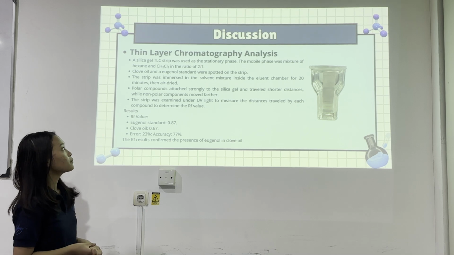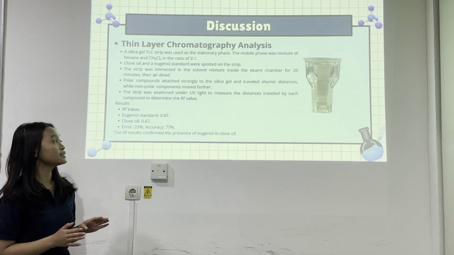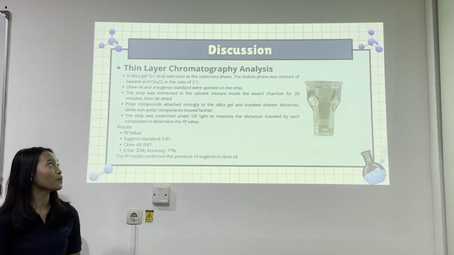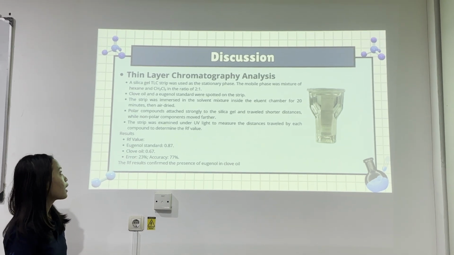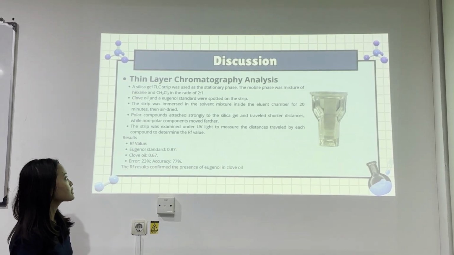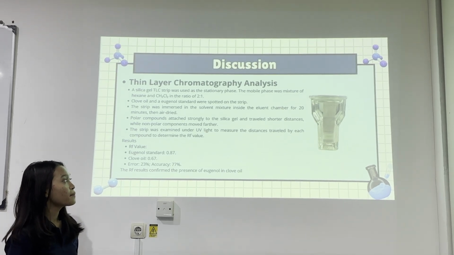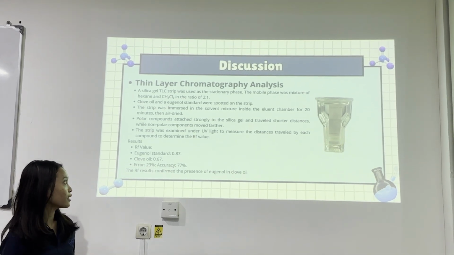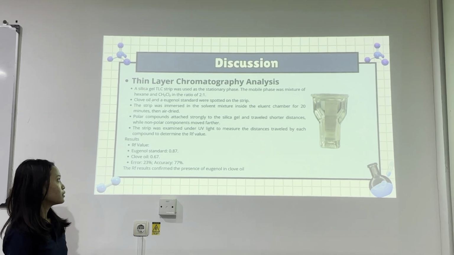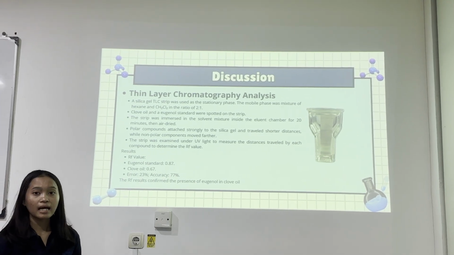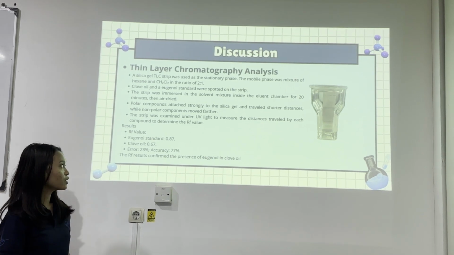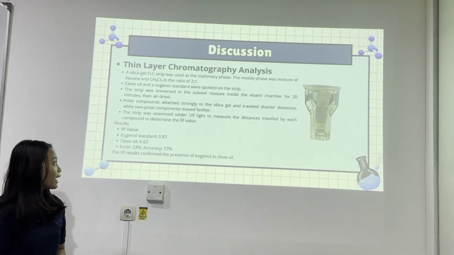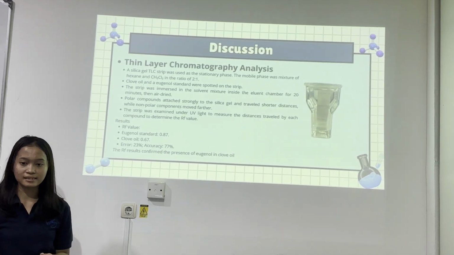Polar compounds attach strongly to the silica gel and travel a shorter distance, while non-polar components move further. The strip was examined under UV light to measure the distance traveled by each compound to determine the RF value. Result: RF value, eugenol standard 0.87 and clove oil 0.67. Error 23% and accuracy 77%.